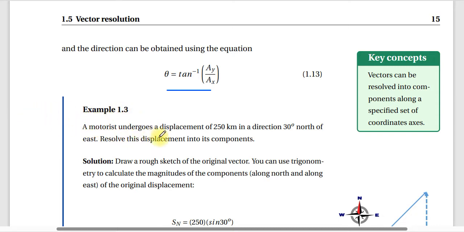A motorist undergoes a displacement of 250 km in the direction of 30 degrees north of the east. North of east ማለት ነው ወይም ሰሜን ምስራቅ ማለት ነው። Resolve this displacement into its components.